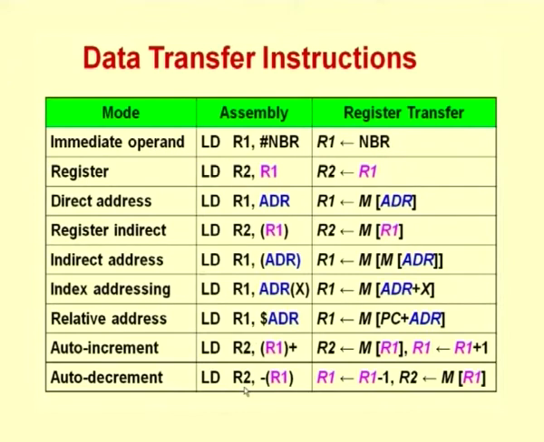Similarly, auto decrement, load R2 comma minus of R1. So, we first decrement R1 and then that value is taken as the memory address, and the data accessed from that memory location will be stored in R2.